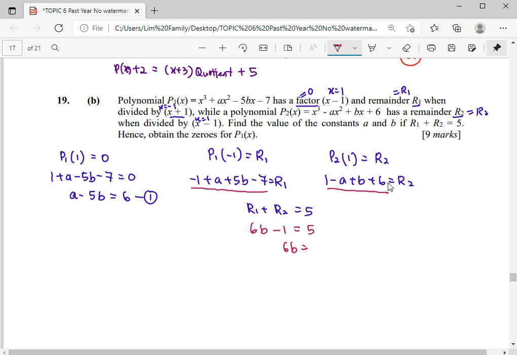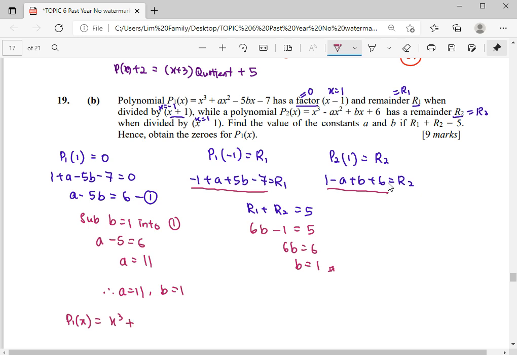So we can get 6b equals 6. Yes, we solved one of them already. Then we substitute our b equals 1 into equation 1. So a will get 11. So a is 11, b is 1. Therefore, our polynomial 1 will be complete with the numbers x cubed, a is 11, b is 1.